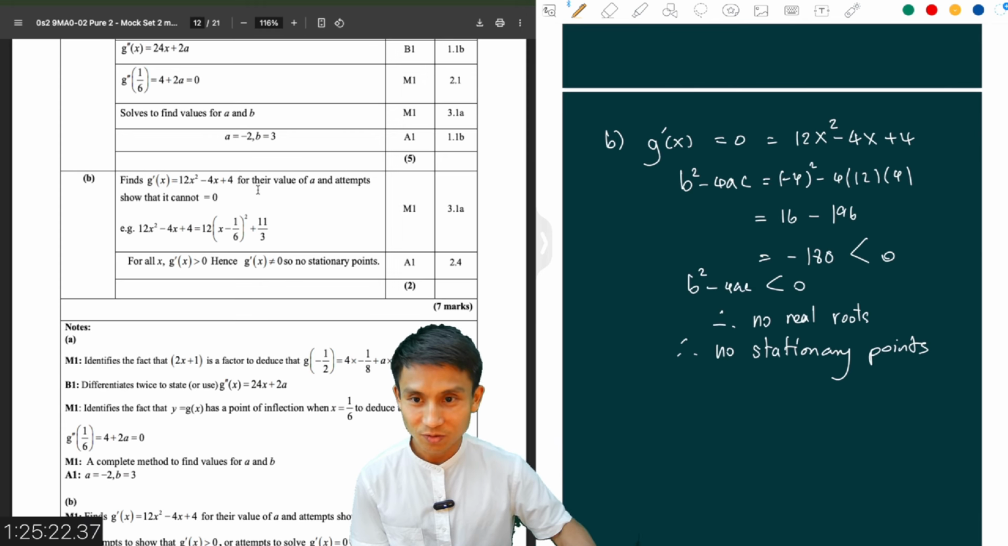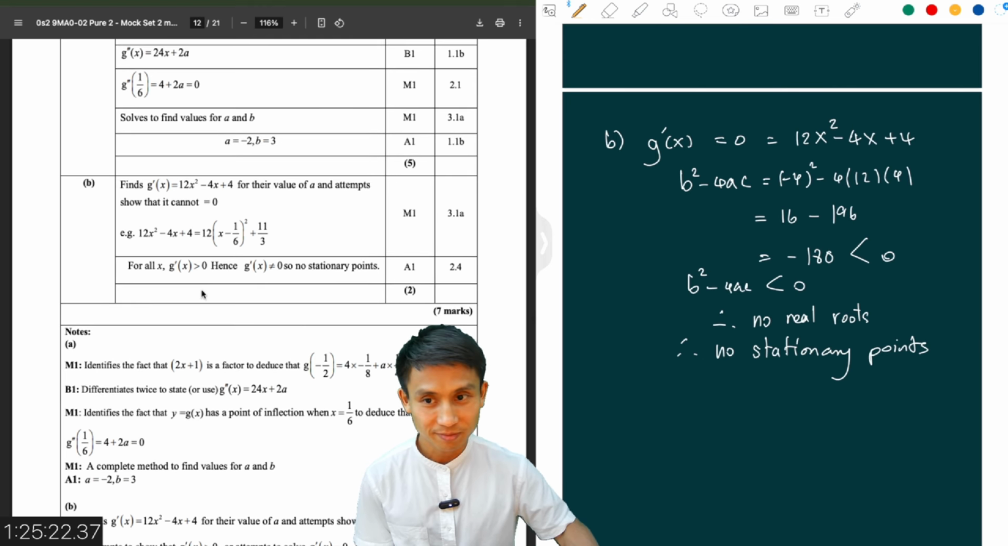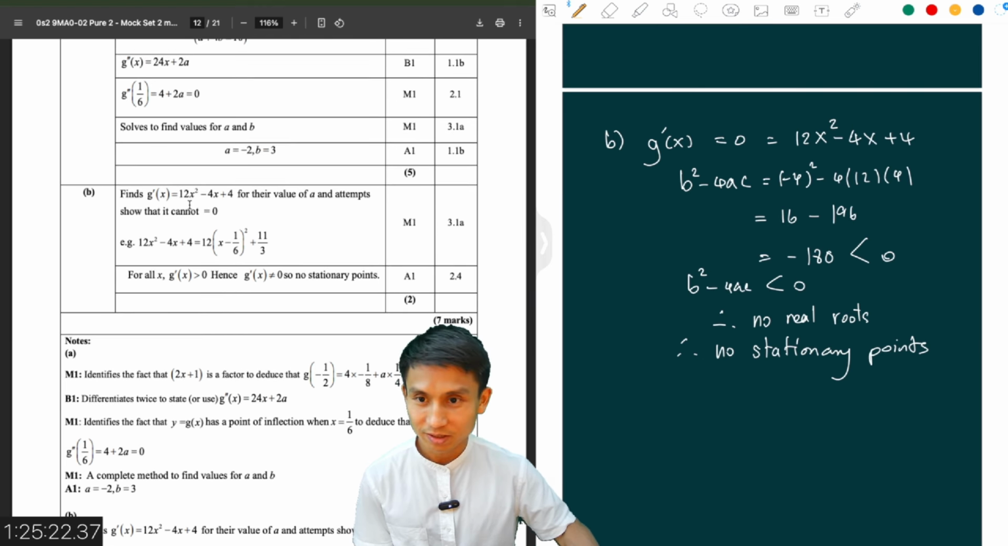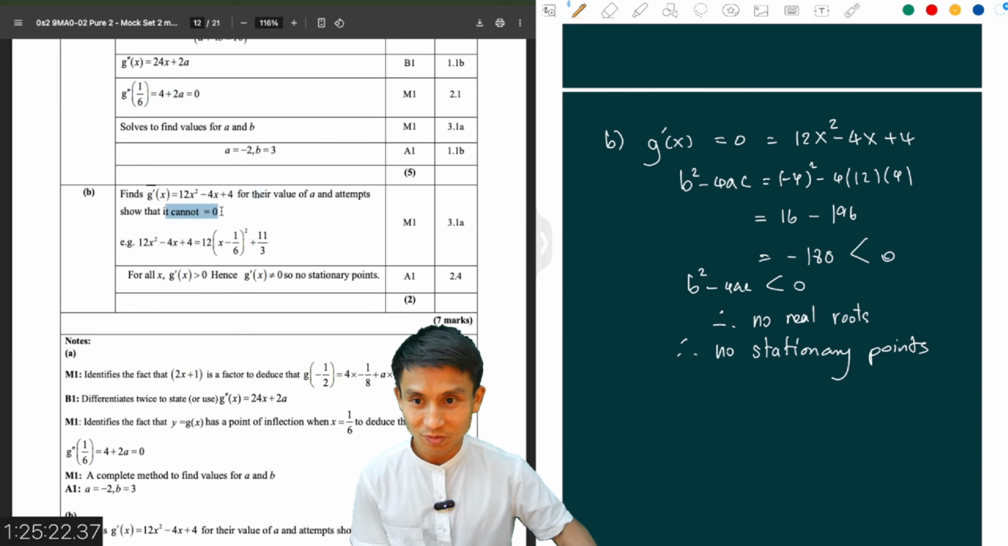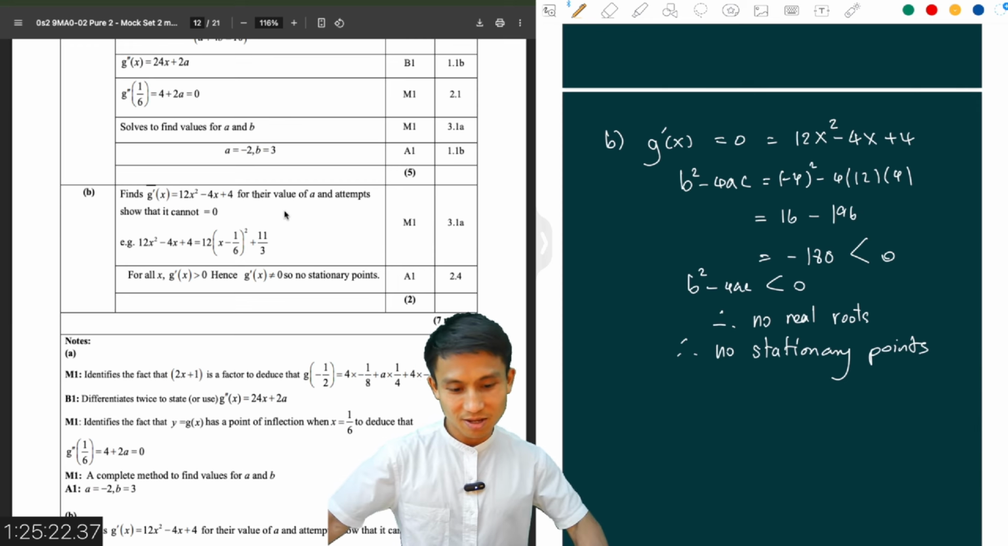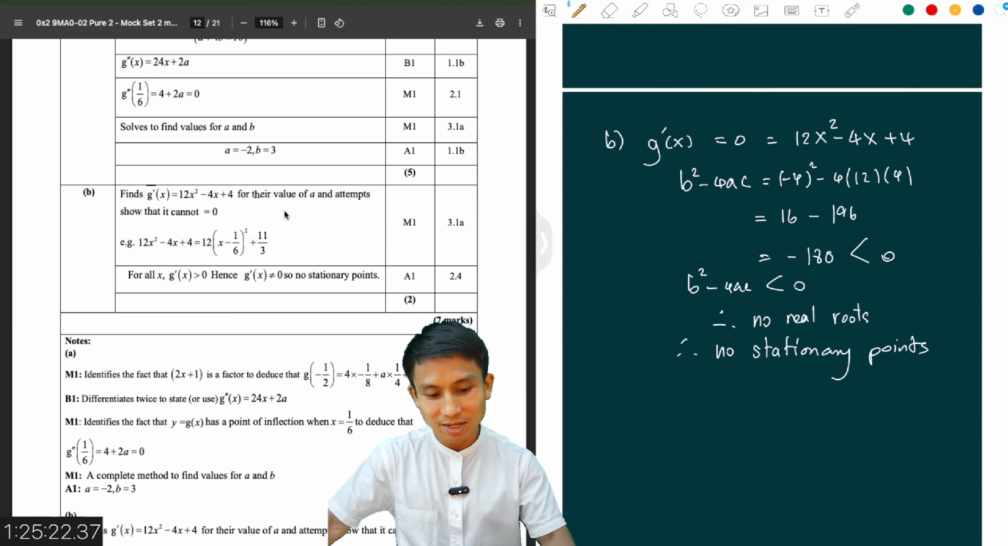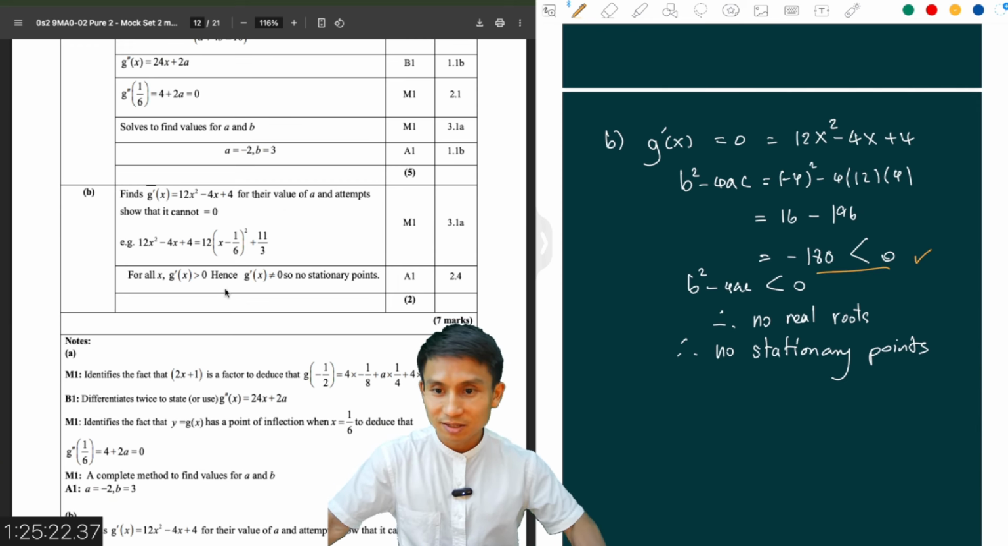Okay, so for the value of a, yeah, I plug my a value in. Wait, no, and attempt to show that it cannot equate 0. Yeah, so that's less than 0. Yeah, I did. So for all x, the derivative is greater than 0, so no stationary points.